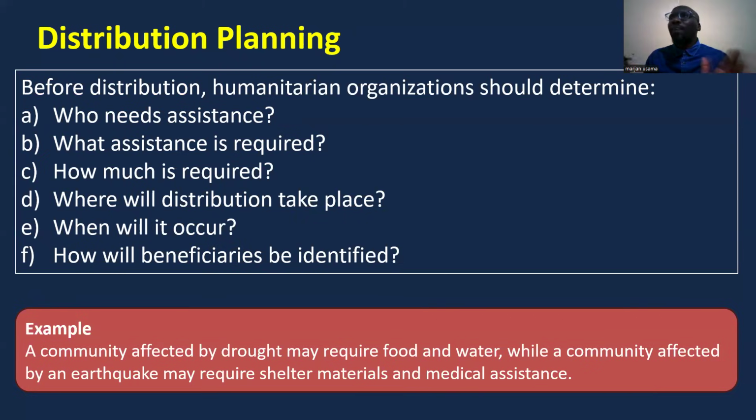Who needs what? Who needs it? How much is required? Where will distribution take place? Then when will it occur? When will the distribution happen? Then lastly, how will beneficiaries be identified?